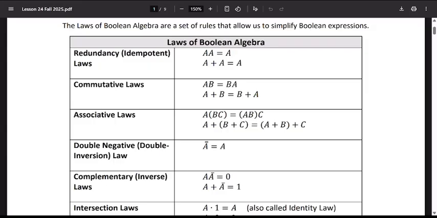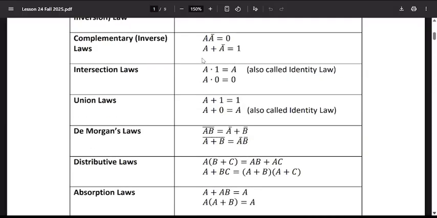We also have the complementary law, for both addition and multiplication. If I multiply A by its complement, it gives me 0, and that's a complementary law. And if I add A to its complement and that gives me 1, that's also a complementary law. We also have the intersection law. As you can see right now, we have the union laws.